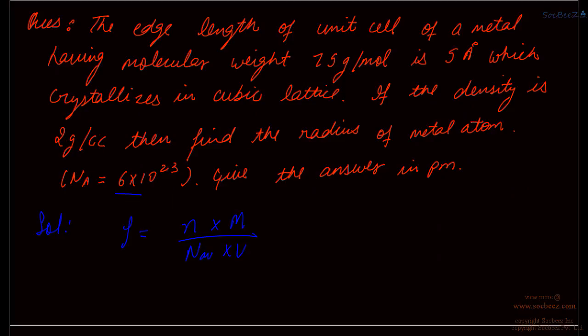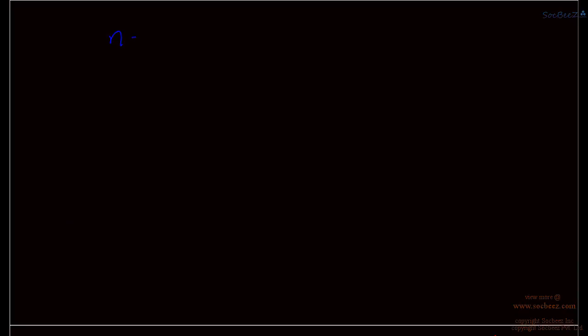density equals total number of atoms into molecular weight or atomic weight upon Avogadro number into volume. So from here, N equals rho into Avogadro number into volume upon atomic weight. So if we substitute the values further, we get the value of N as 2 into 6 into 10 raised to the power 23, the Avogadro number given in the question, into 5 into 10 raised to the power minus 8.